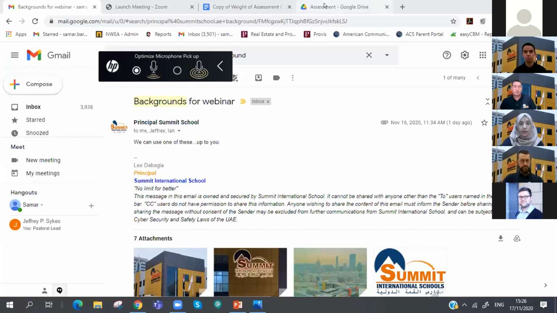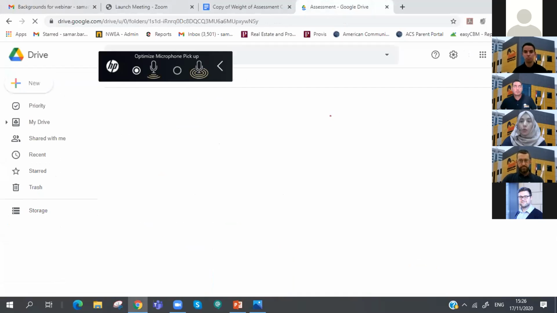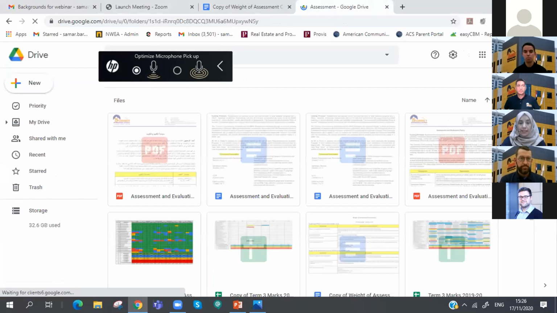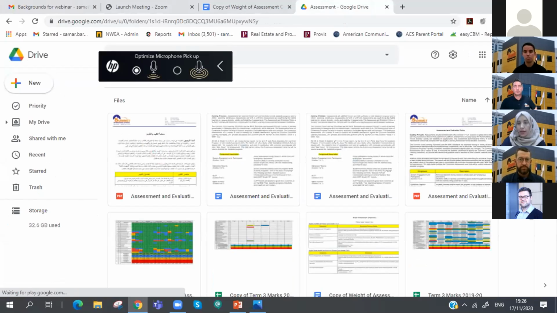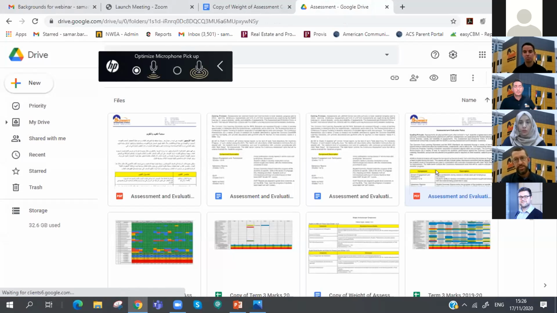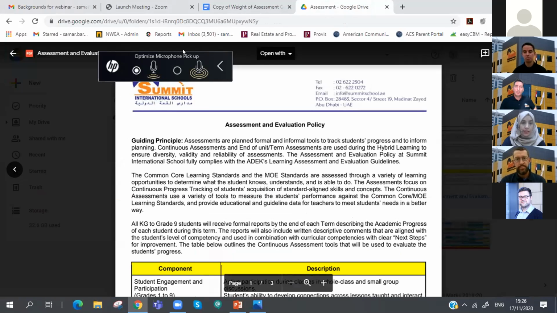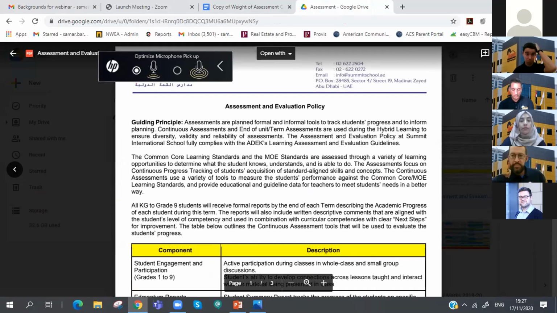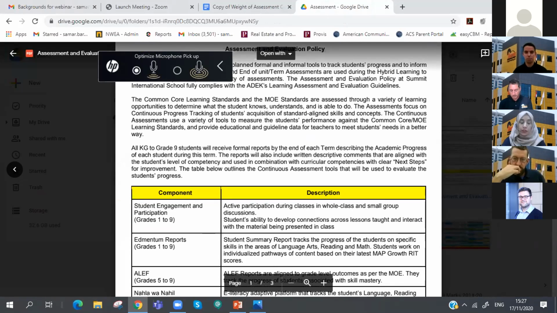Okay, so what I'm going to show you right now is our assessment policy. We modified our assessment policy in trimester 3 because we still wanted to report valid assessment to the parents. Can you see it now? Perfect. So we modified our assessment policy, and now we see it working very well, even with the hybrid learning, not totally distance learning.